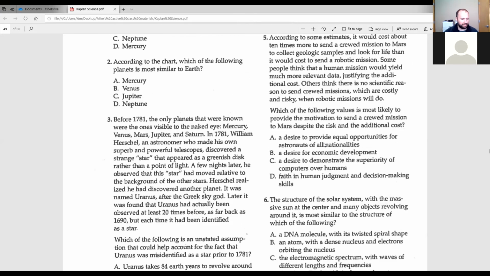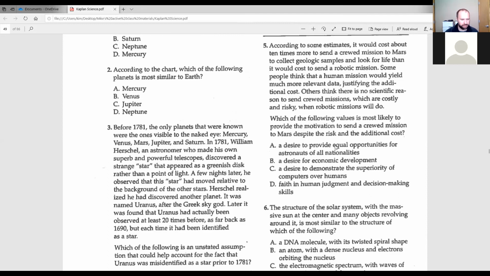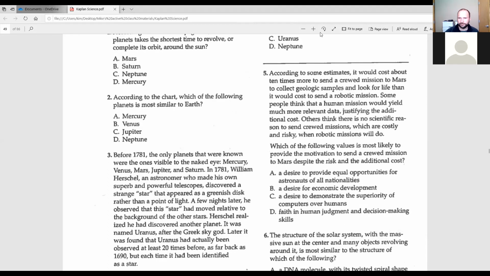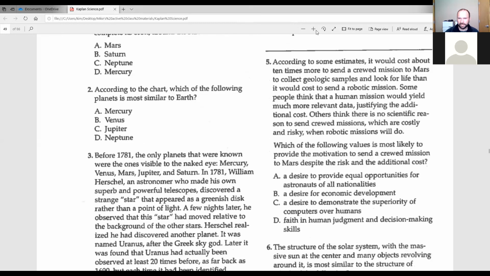Number 5. Let's look at number 5. We have time for both of these? Yeah, we should. So number 5 says, according to some estimates, my screen was glitching out on me.